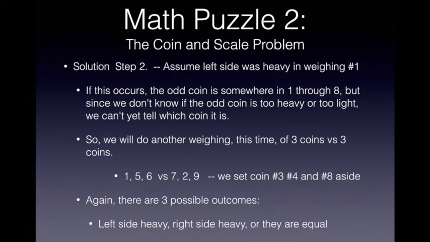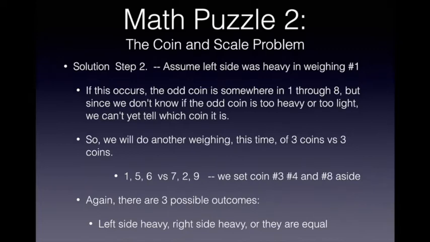Okay, so if this happens, then you know the bad coin is somewhere in the coins 1 through 8. It's not 9, 10, 11, 12. But since we don't know if the bad coin is too heavy or too light, we can't tell yet which one it is or what side it's on. So we're going to do another weighing number 2.